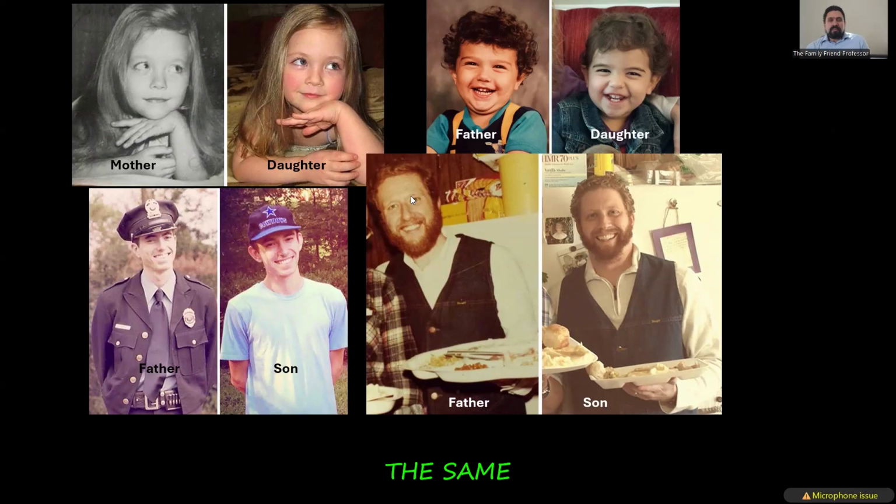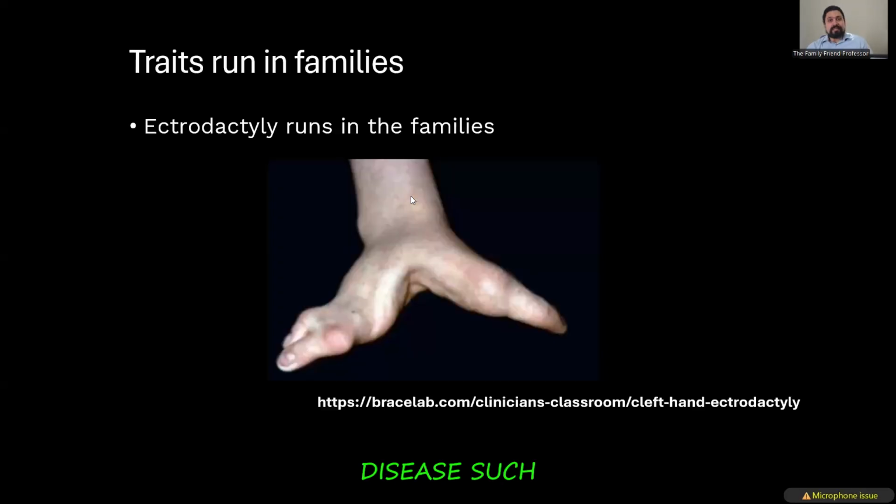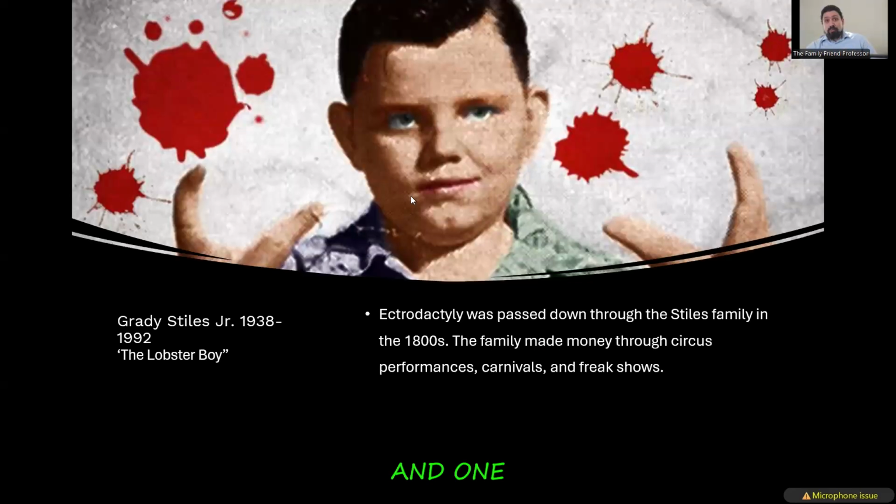And the same applies to certain diseases. So certain diseases run in families. One disease, such as ectrodactyly, in which the hand looks a little strange, runs in families. One family is the Stiles family. You could see that Grady here has that disease, and many of his relatives.